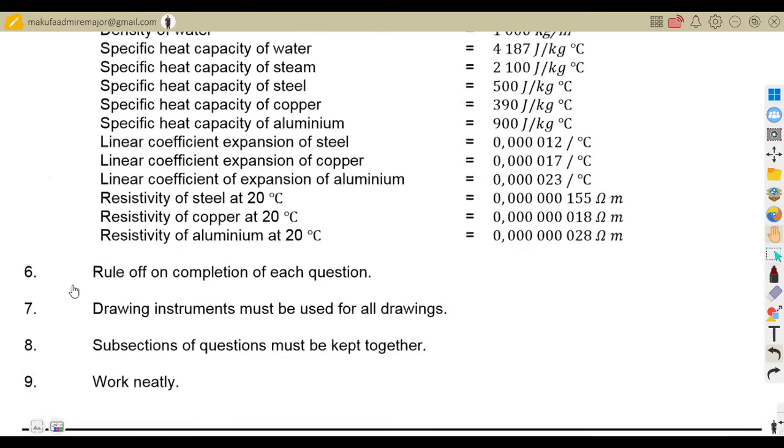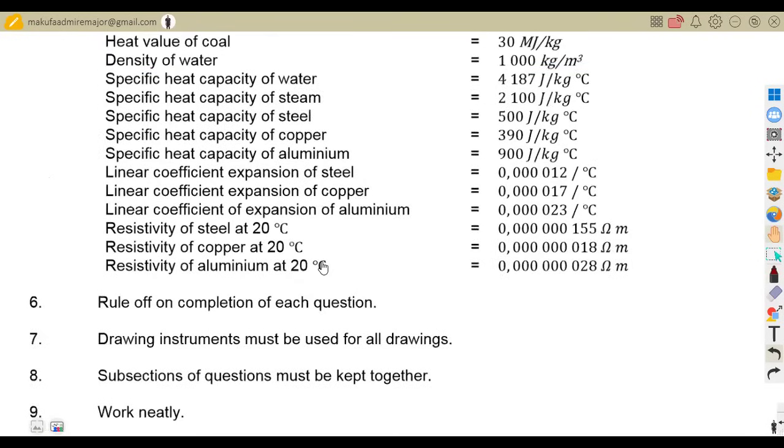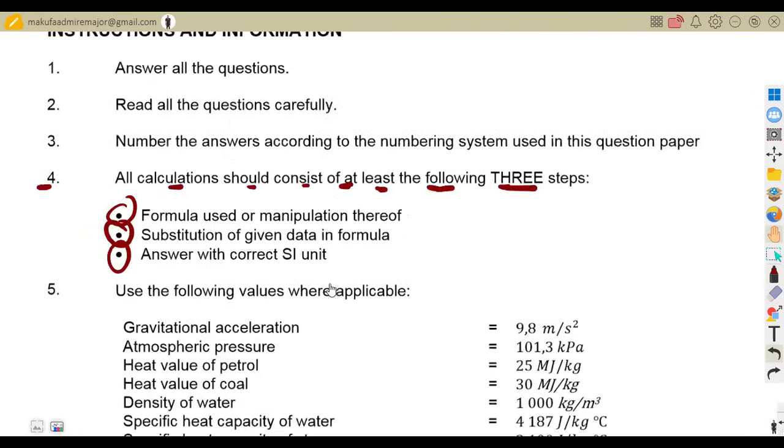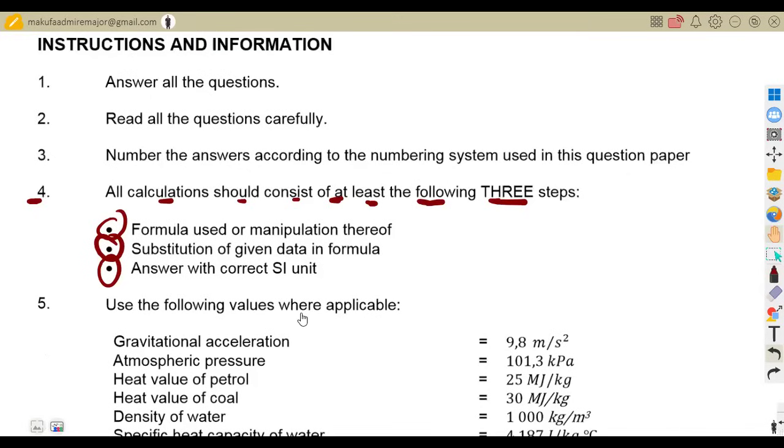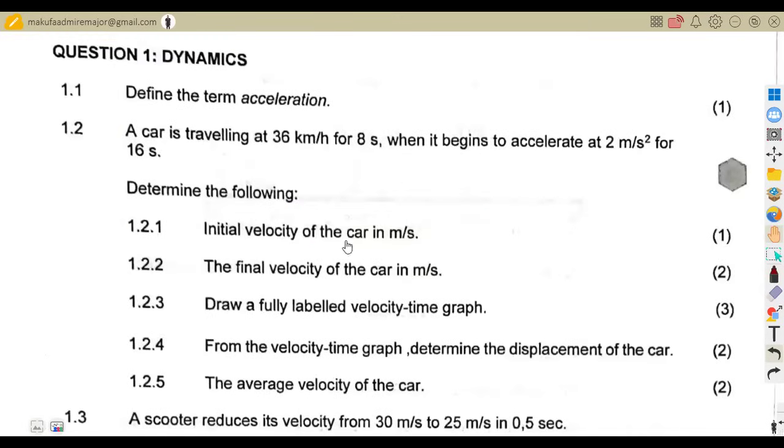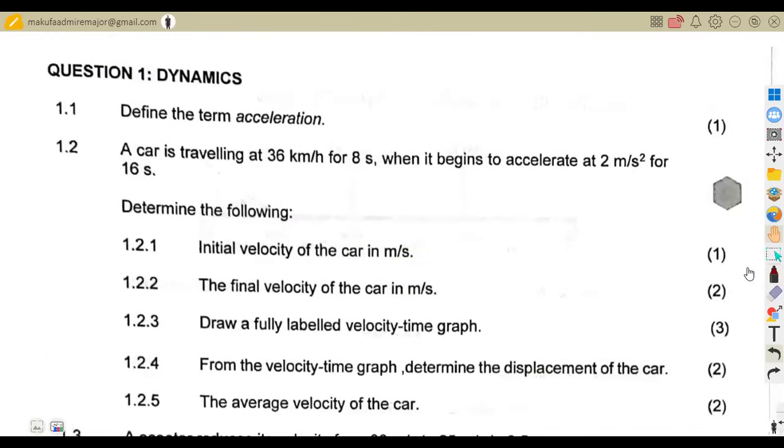As you can see here, we just round off on completion of each question. Round off to the number of decimal places given. If we are not given a number of decimal places to round off to, you just maintain the one that you want, as long as you are rounding off your answers at the end.